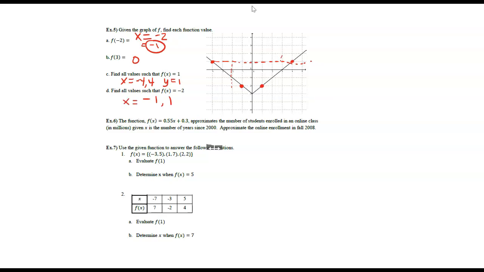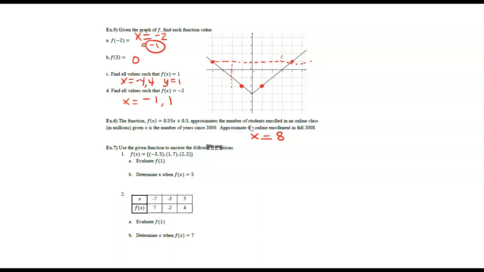Okay, example 6, we have the function f of x equals 0.55x plus 0.3. Approximate the number of students enrolled in an online class in millions, given x is the number of years since 2000. So approximate the online enrollment in fall of 2008. Notice x is the number of years since 2000, so if we're looking at 2008, x equals 8.